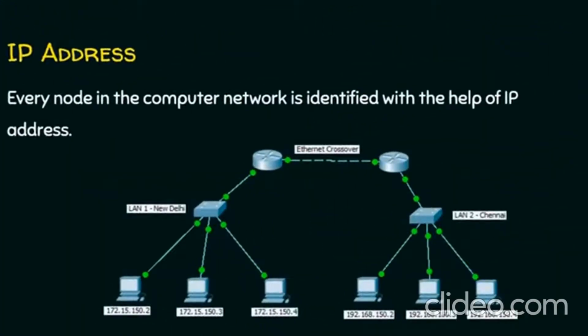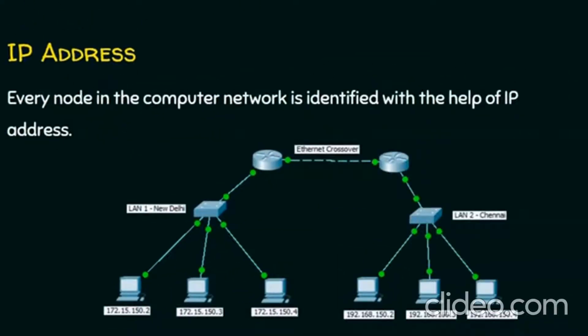This example involves a lot of end devices and a lot of intermediary devices. Now, there is a computer, and this computer wants to send some data to this computer. It means the computer with the IP address 172.15.150.2 is going to send some data to 192.168.150.2. So this is what we call an IP address, because every node in the computer network is identified with the help of an IP address only.